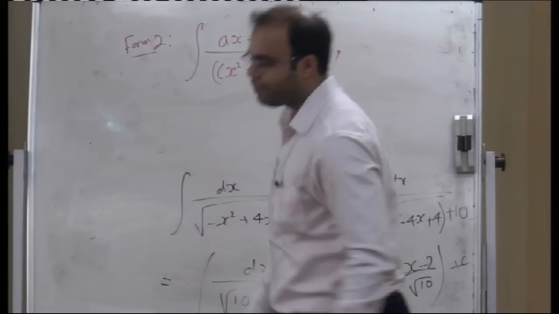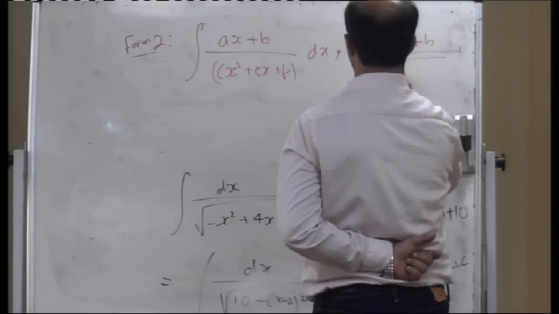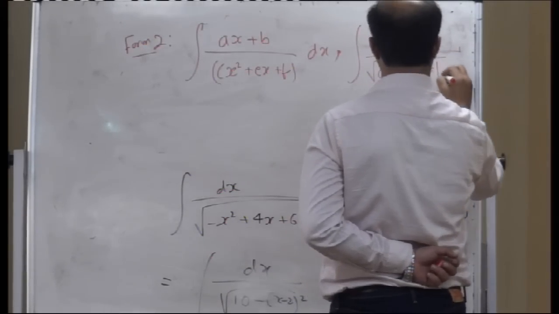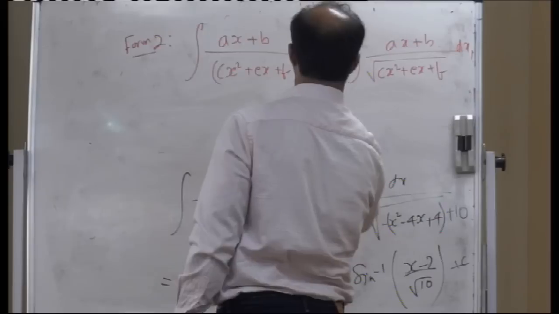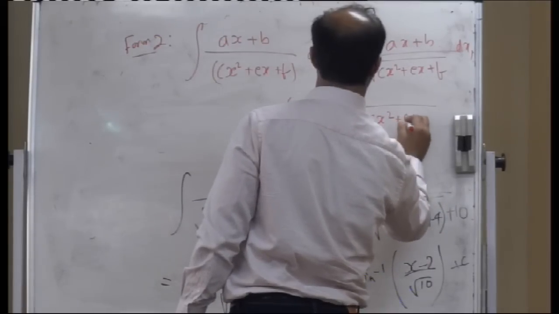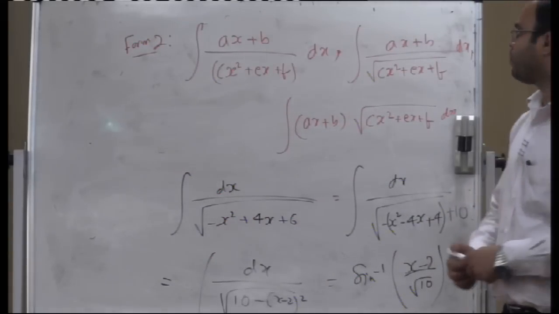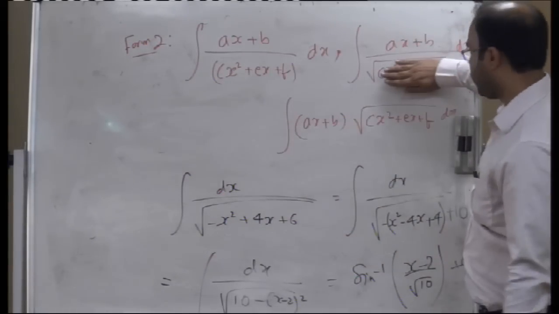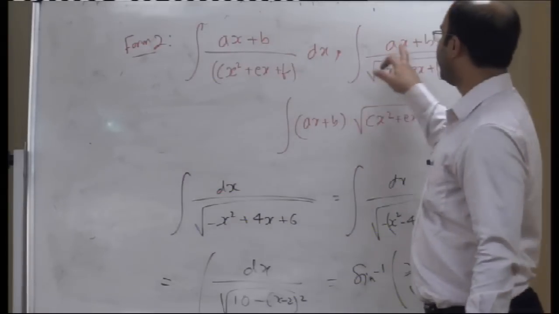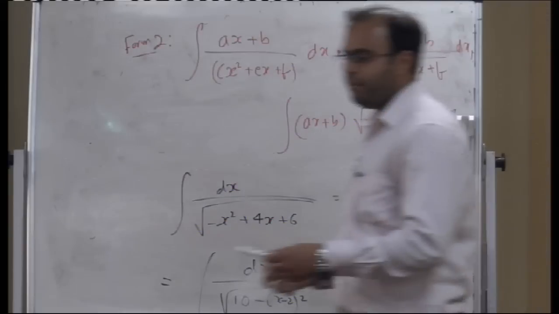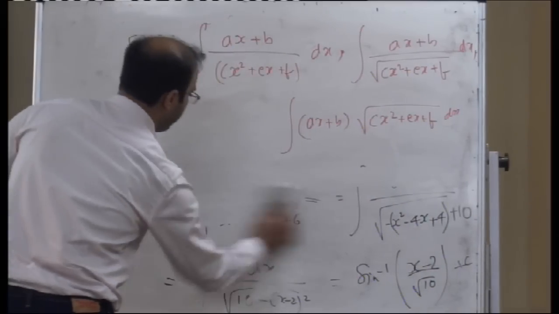or it could be of the form (ax plus b) by root over (cx square plus ex plus f) dx, or it could be of the form (ax plus b) into root over (cx square plus ex plus f) dx. So the difference between the previous form and this form is that in the previous form there is a quadratic in the denominator, or a root over quadratic in the denominator, or root over quadratic in the numerator. Here there is a linear term associated everywhere. So when we come across such questions, let us take an example like this, then we can make a theory for this as well.